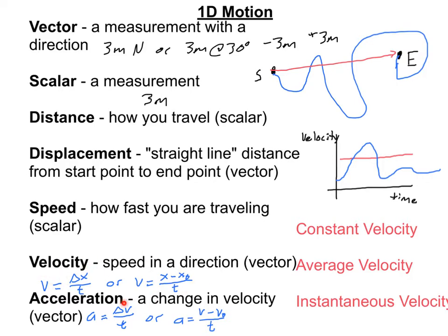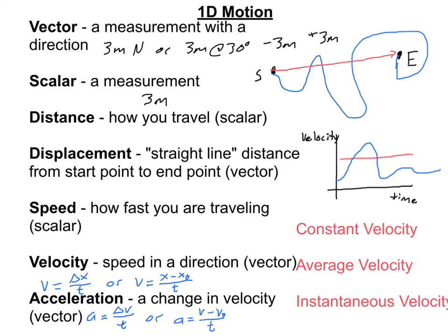This is technically the constant velocity equation over here, but it works for average velocity as well. What is your total displacement? Your final position minus your initial position, divided by how long it took, and you've got the average velocity, even if it was changing all throughout.